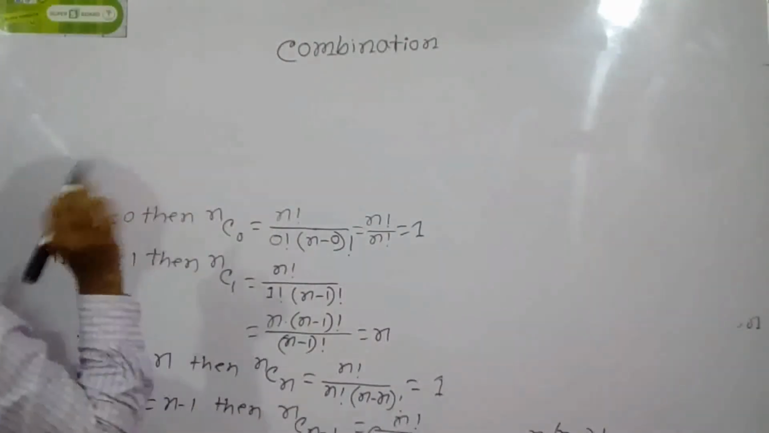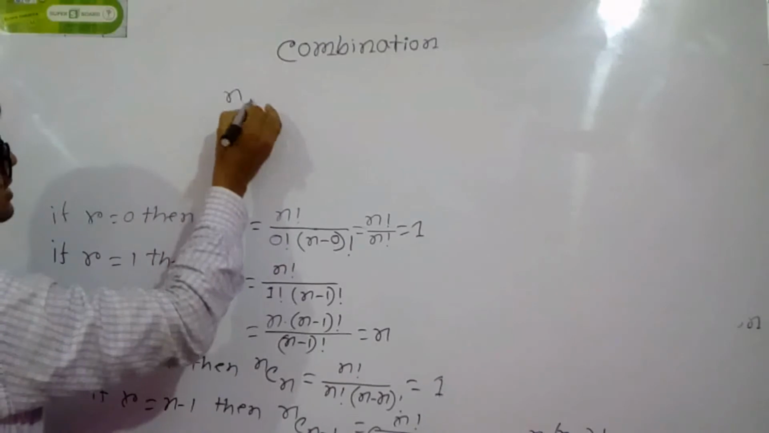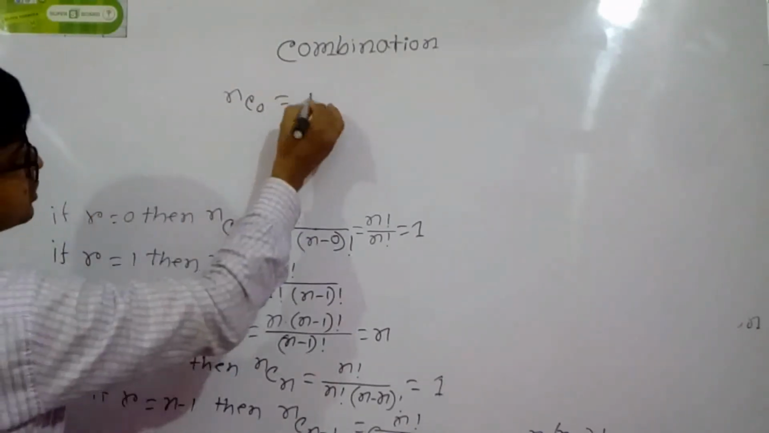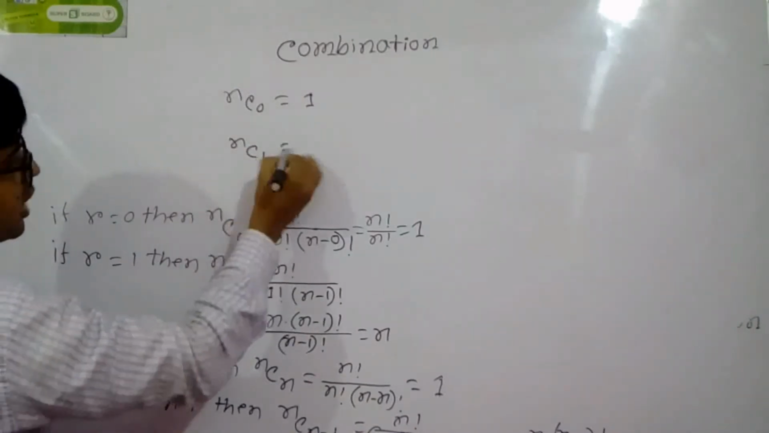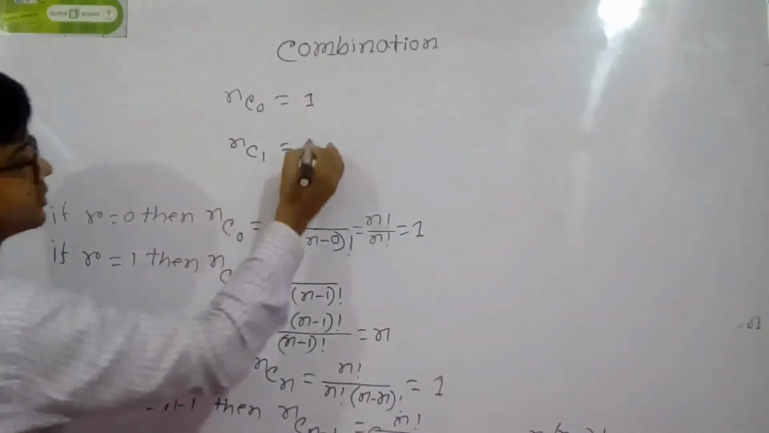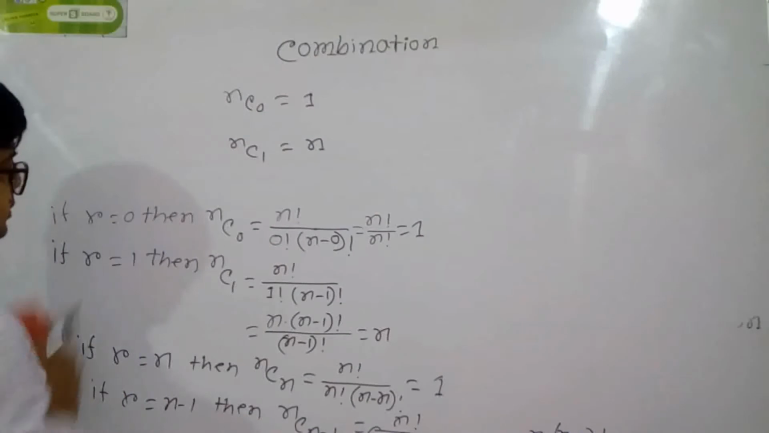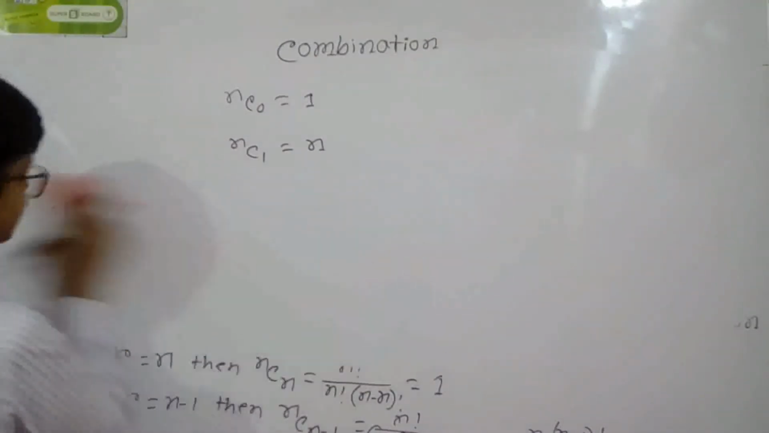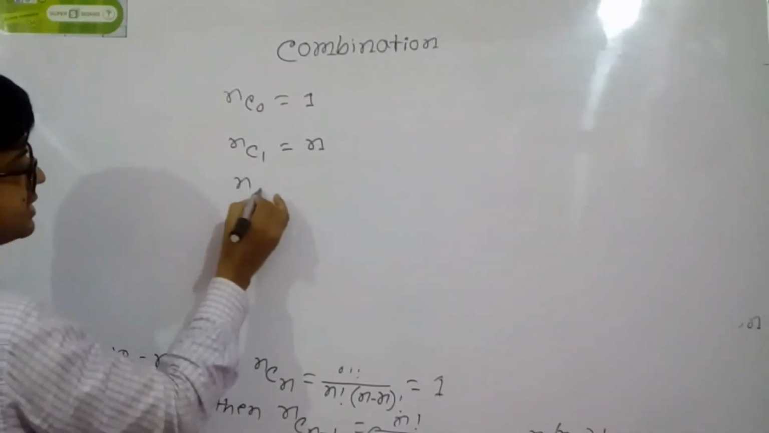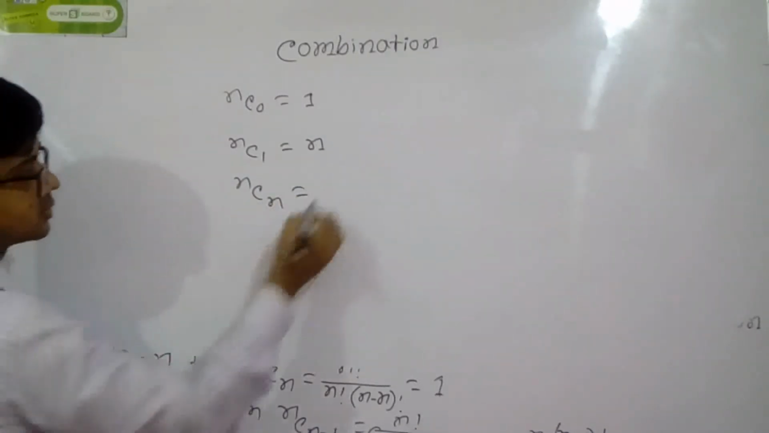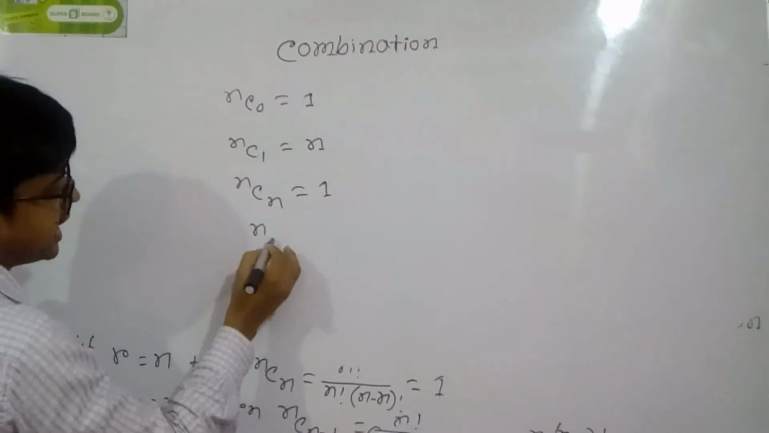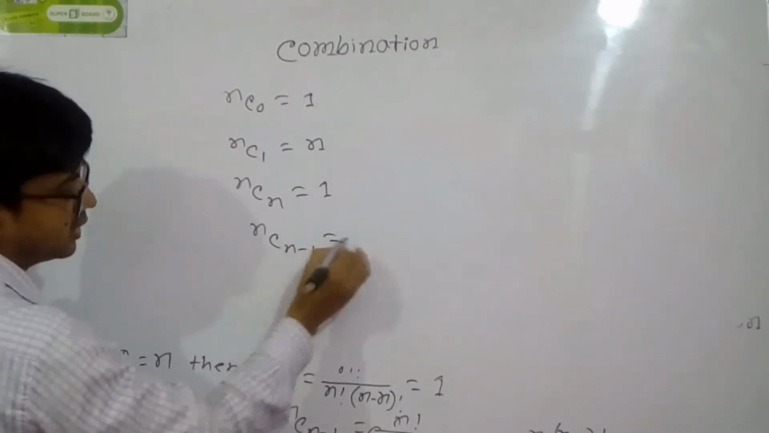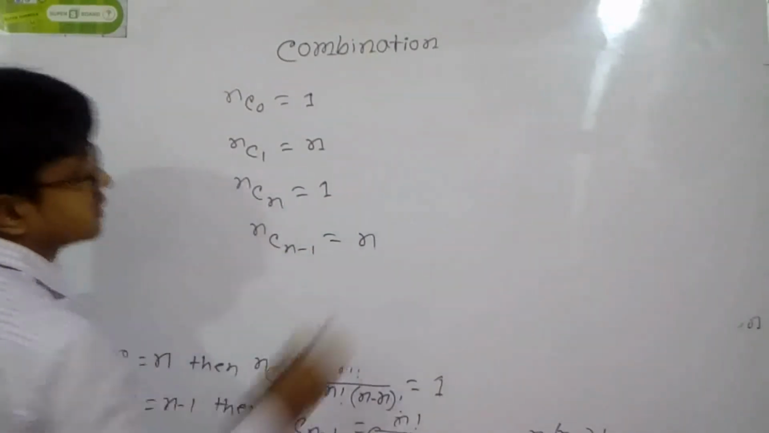Again, nC0 equals 1, nC1 equals n, nCn equals 1, and nC(n minus 1) equals n.